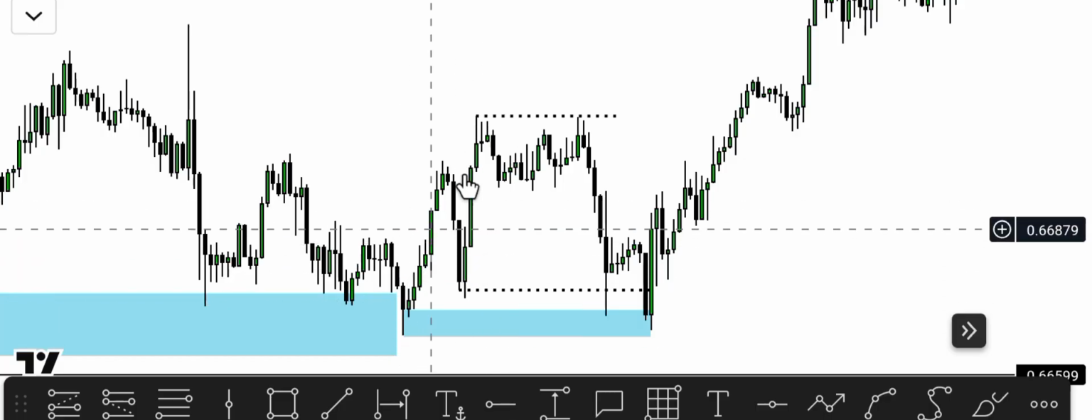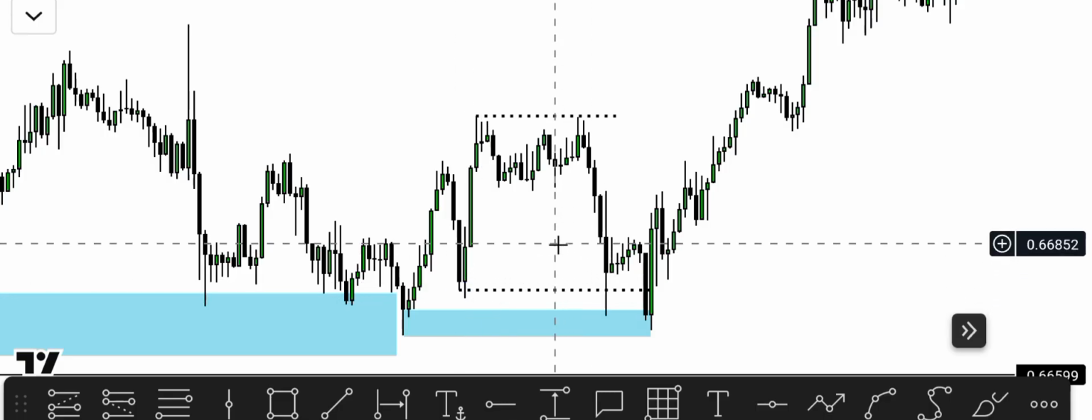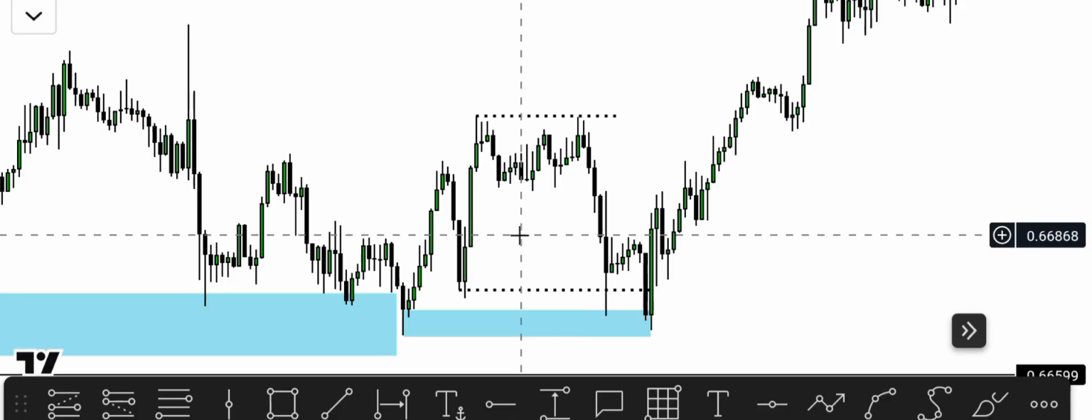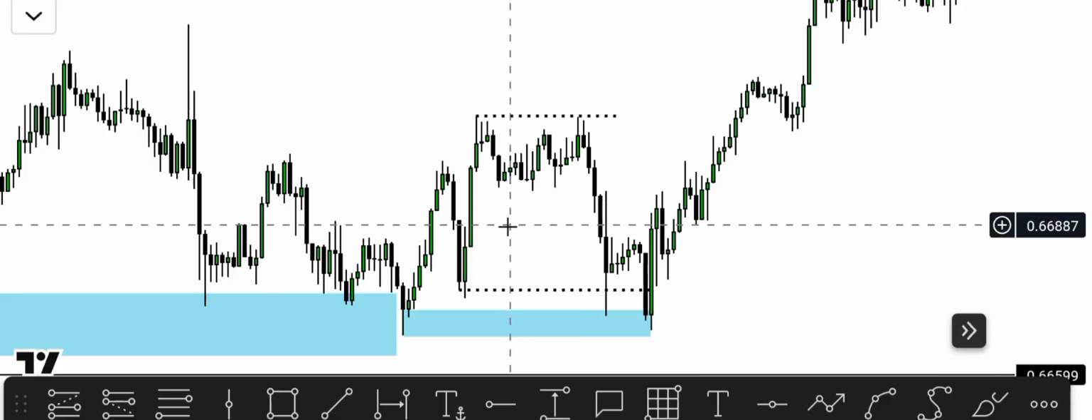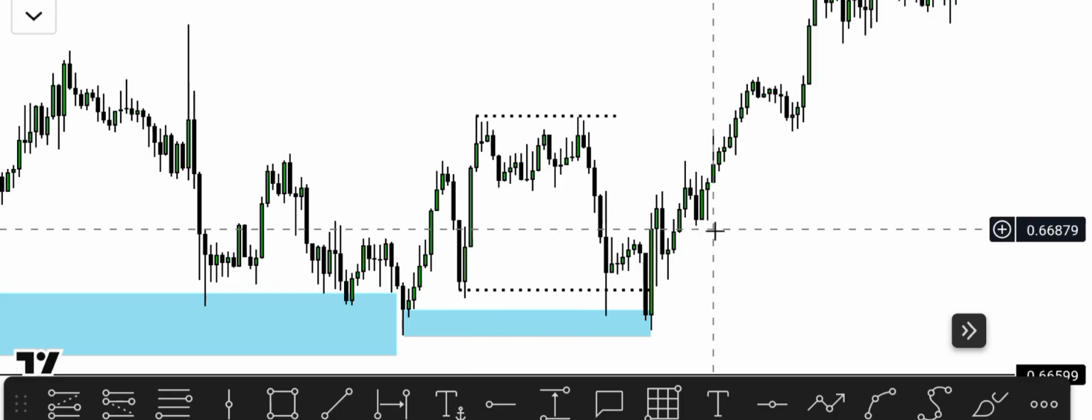Since price did not sweep liquidity before it broke this structure, it's more likely that this is an inducement, like an inducement type move. I hope you guys understand what I'm trying to say. Now, the next thing you want to look at is the quality of the break, right?